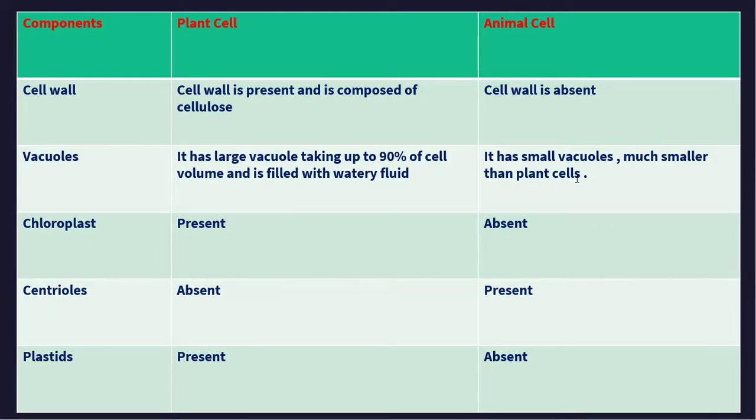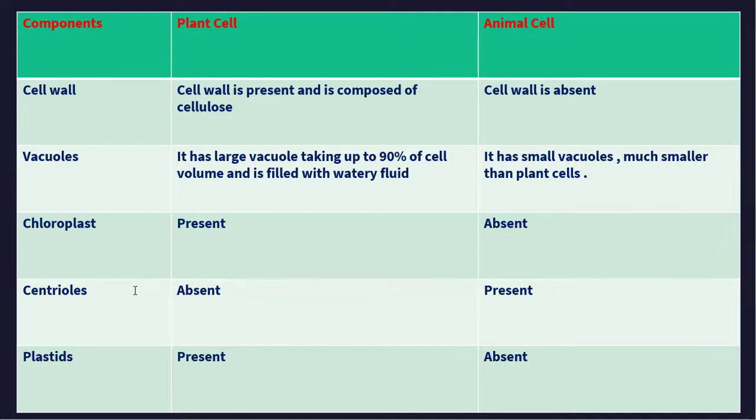When compared to plant cells, the number of vacuoles is more in animal cells. Chloroplasts are present in plant cell or animal cell? Present in plant cell, absent in animal cell. Centrioles, absent in plant cell, present in animal cell. Plastids, present in plant cell, absent in animal cell. These are the main differences between plant and animal cells.